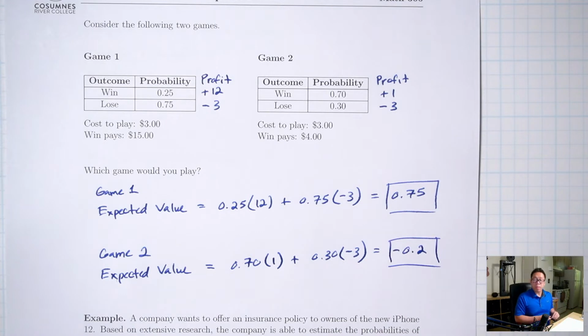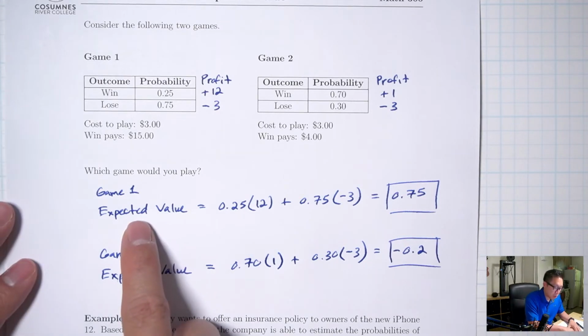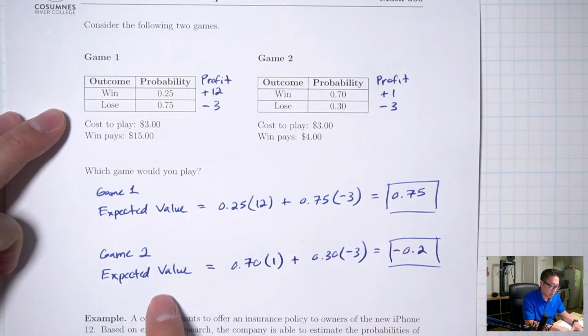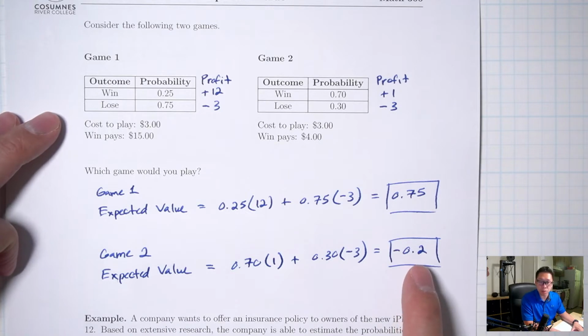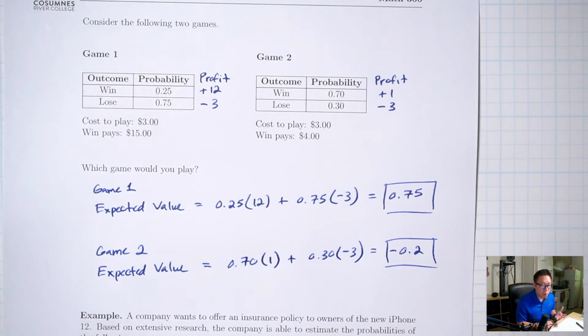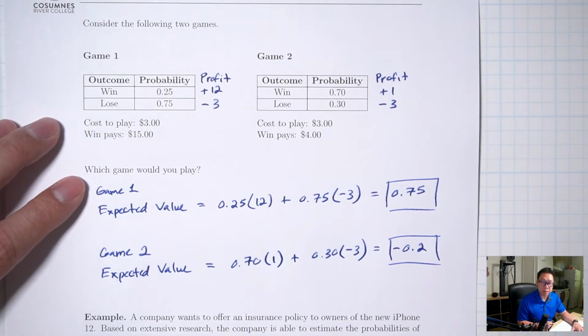All right, so I haven't told you what these numbers mean, but right off the bat, which one do you think is better? The expected value of Game 1 is 0.75. The expected value of Game 2 is negative 0.2. You probably want the game that has a higher expected value. So Game 1, and it's true.